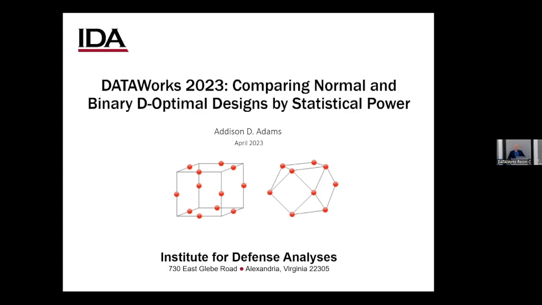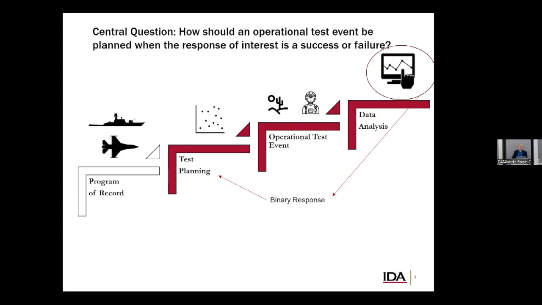Hi, everyone. As was mentioned, my name is Addison, and I'm excited to be talking about comparing normal and binary d-optimal designs. The method that we'll be comparing them is by statistical power. So first, I want to start with a little bit of motivation.